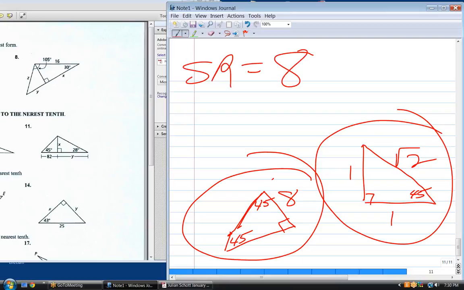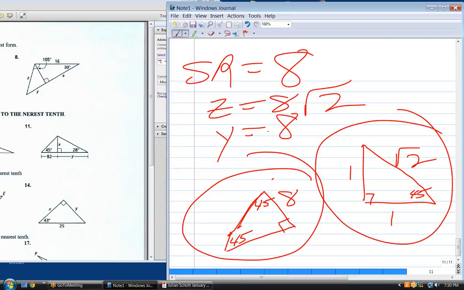So, what is z? Z would be 8 square root 2? You got it. And what is y? Isn't it just 8? I think you understand it. Yeah, I think I get it too. I think you get it.